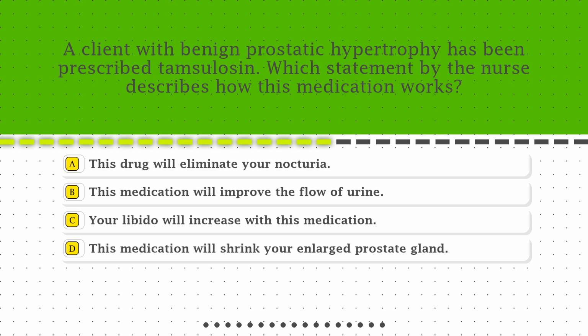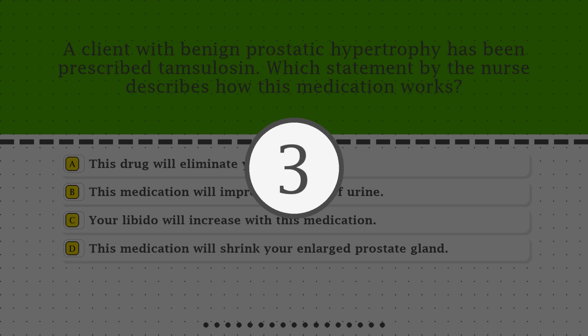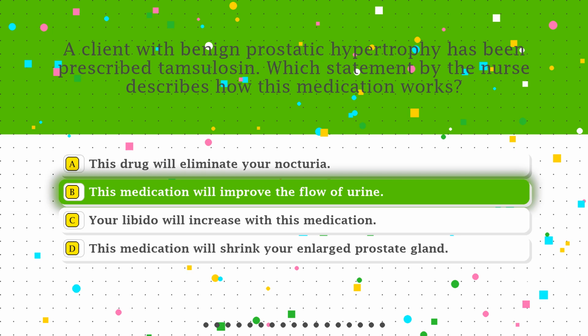Option A. This drug will eliminate your nocturia. Option B. This medication will improve the flow of urine. Option C. Your libido will increase with this medication. Option D. This medication will shrink your enlarged prostate gland. The correct answer is option B. This medication will improve the flow of urine.